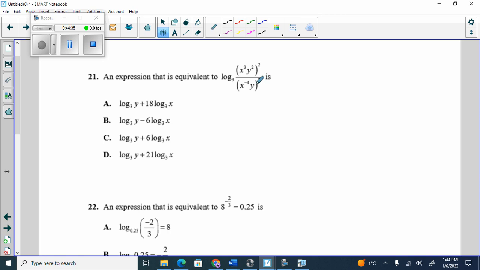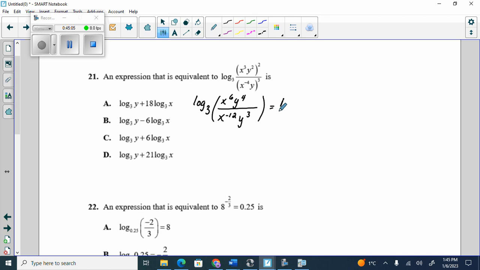21. So this one here, an expression that is equivalent. So let's put the 2 in first and the 3 in first. So we're going to get log base 3 of x to the 6, y to the 4 over x to the negative 12, y to the 3.